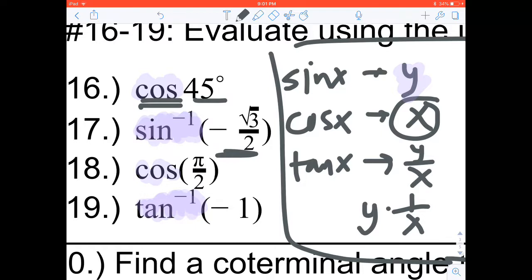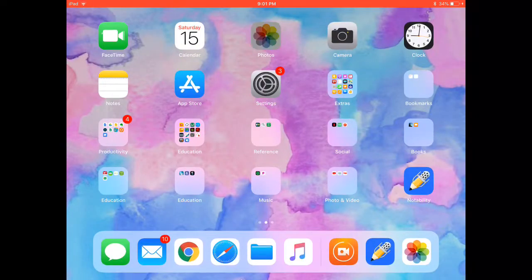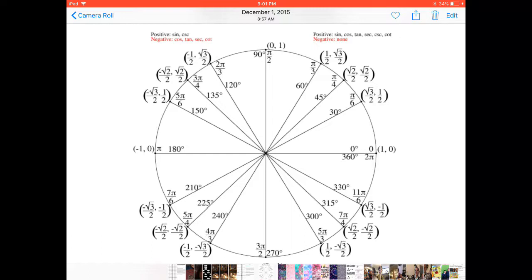I'm going to try and open up the unit circle. Hopefully I don't get locked out here again. Let's see. Okay. Oh, cool. We're still connected. All right.